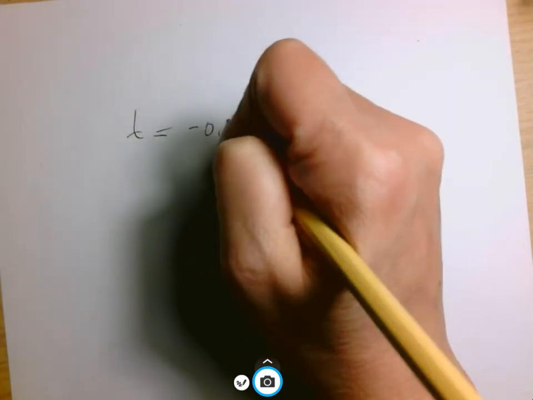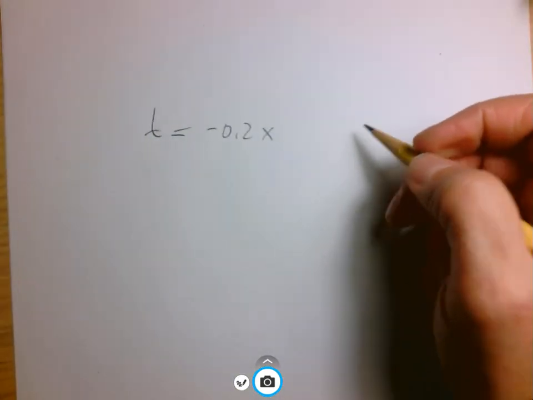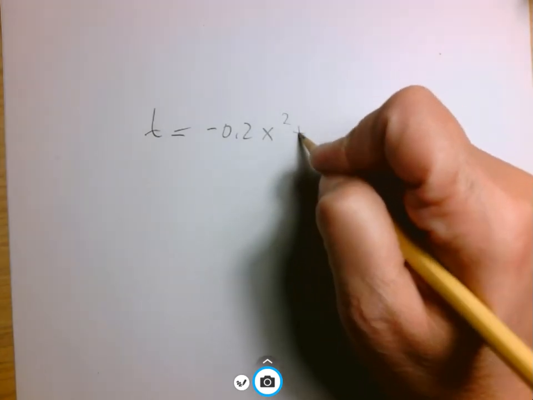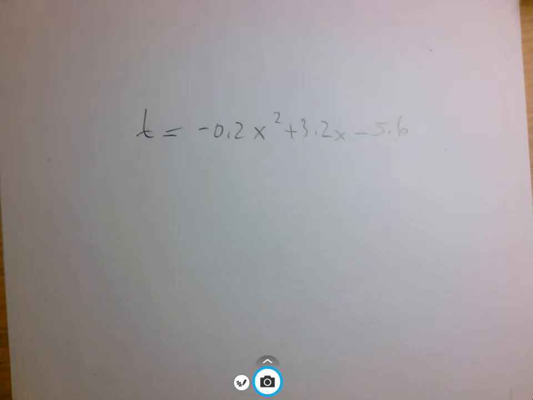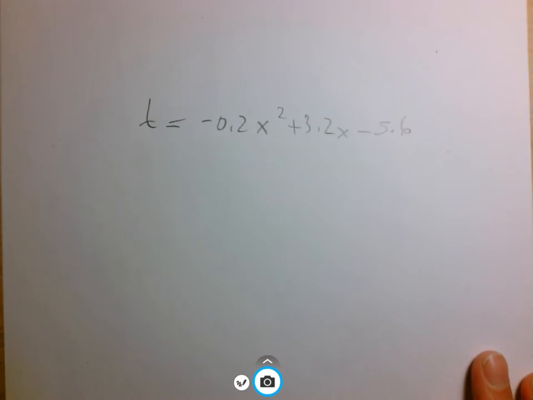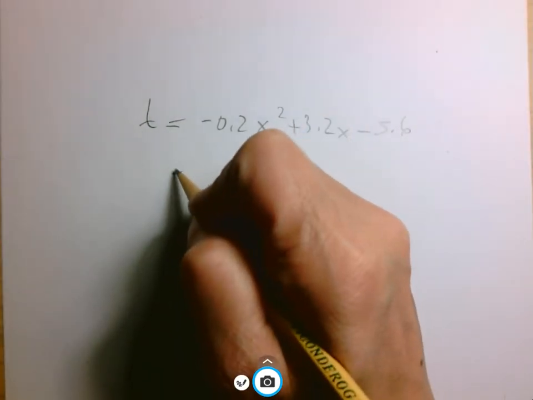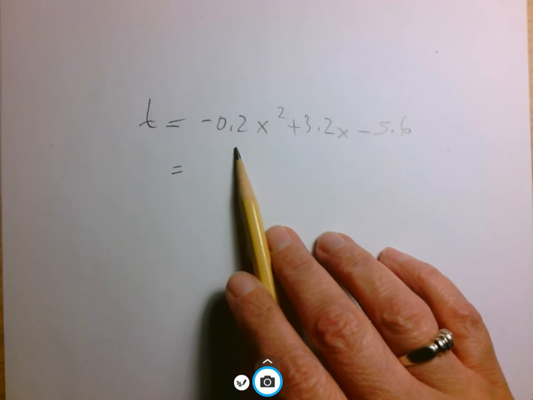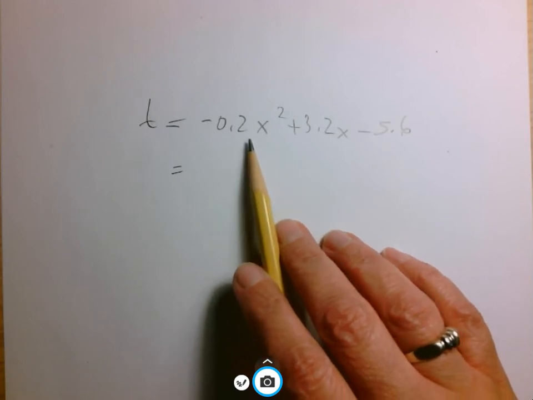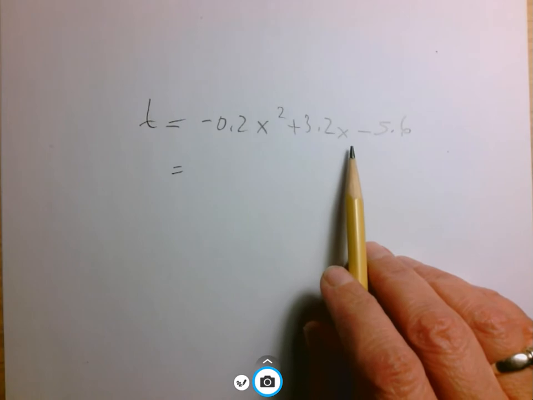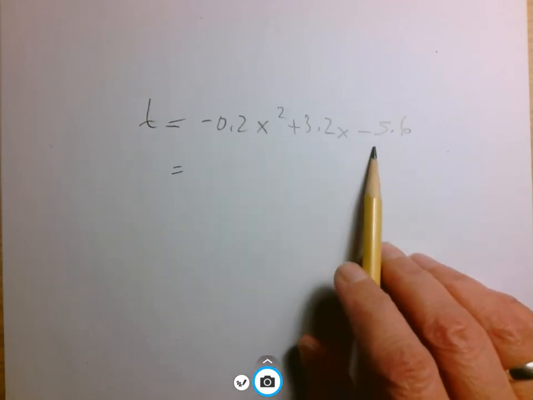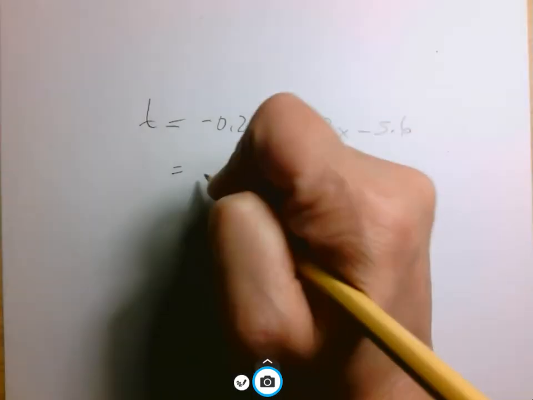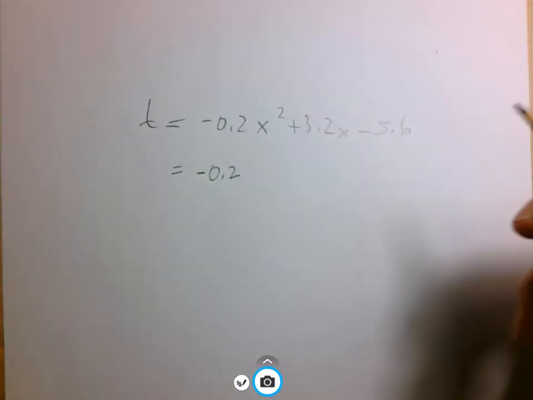T equals negative 0.2x squared plus 3.2x minus 5.6. Okay, so if we want the x-intercept or the zeros, we're going to need factored form. So the first thing to do is notice that there's a negative 0.2 before the x squared. So that already tells us this is going to be a two-step factoring, where we have to first factor out the negative 0.2 and then see what else is inside. So let's do that. Let's take out negative 0.2.